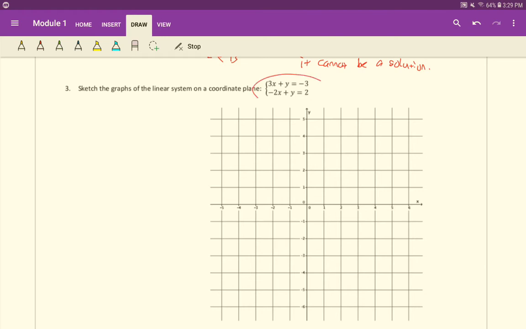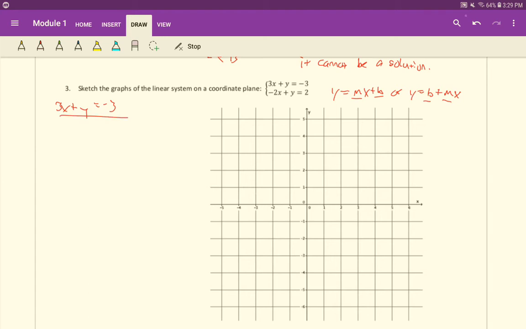So again, to solve this system, we need to get both of these in a form that's easy for us to graph. That is slope-intercept form. So I'll write over here 3x plus y equals -3. And again, for slope-intercept form, we want it to be y equals mx plus b in that form. Or we could also have it as y equals b plus mx. Either one of those is okay. This provides us with, again, the slope and the y-intercept of our line, which makes it then easy to graph.